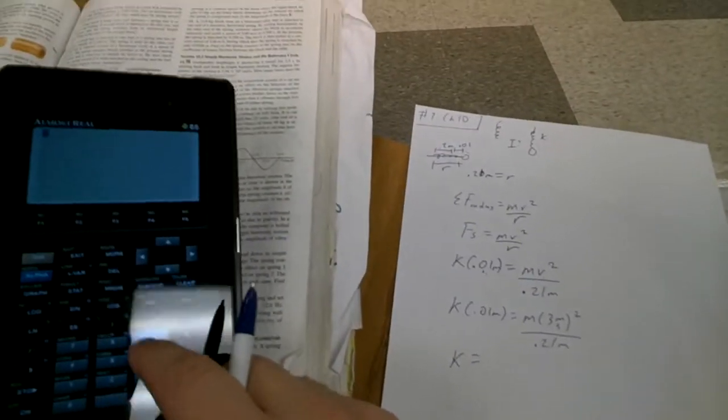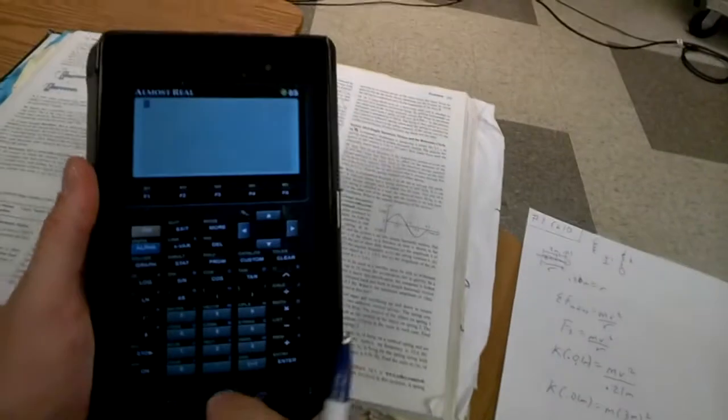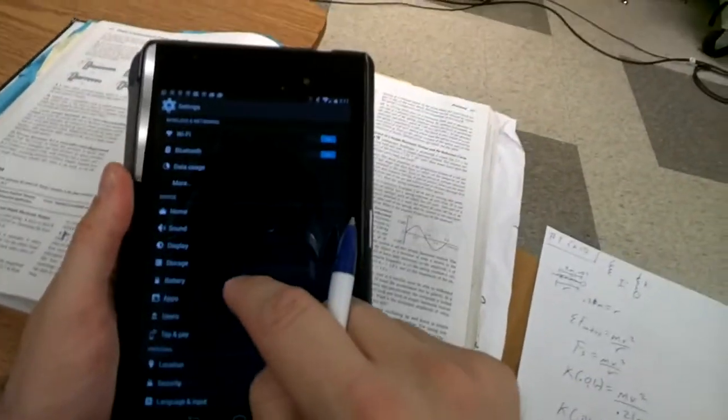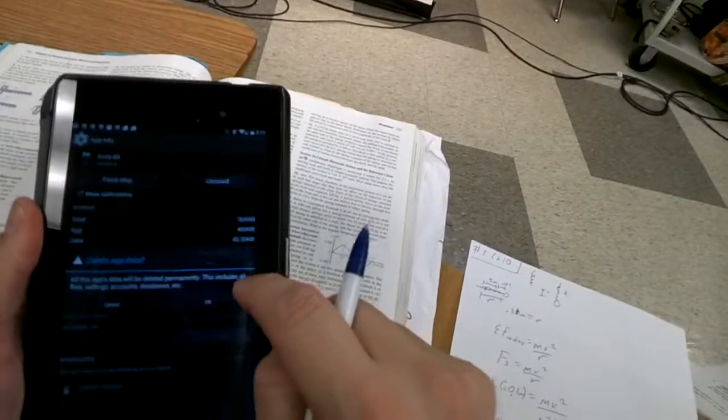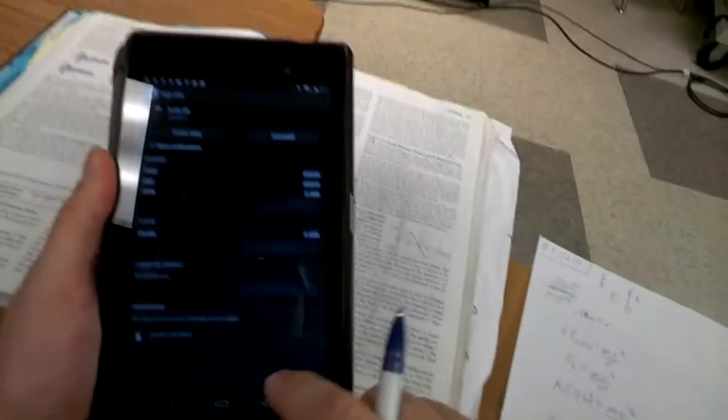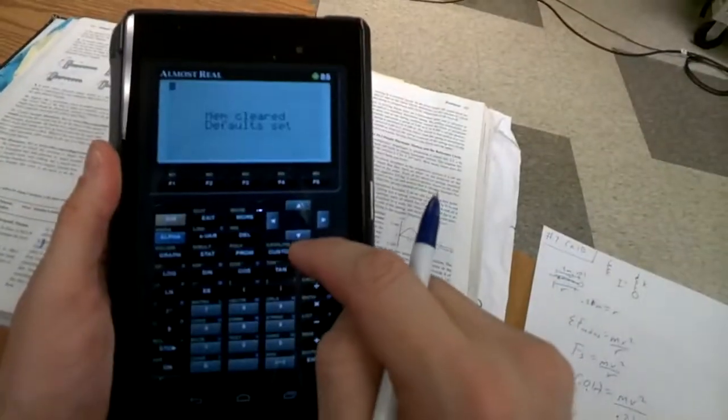Hopefully that'll be okay. We'll find out when we substitute in. So we'll have 9 divided by, oh, it's not working. Just a second. I need to clear my program. I need to reset the virtual calculator's memory. There we go.